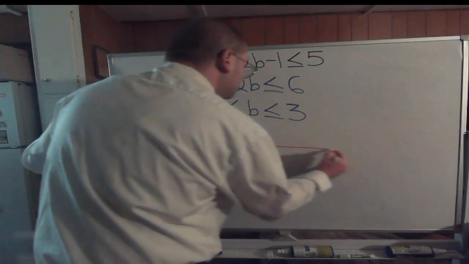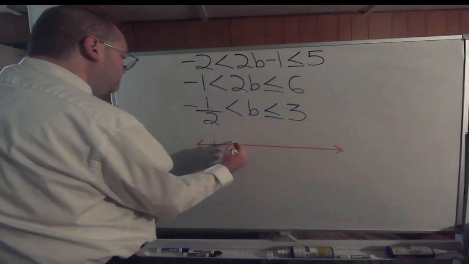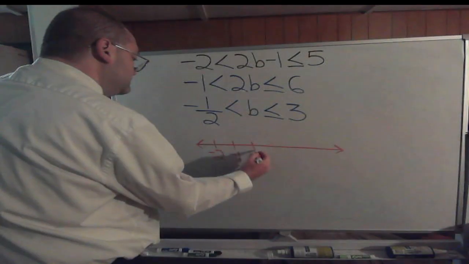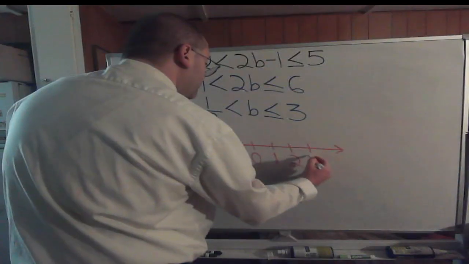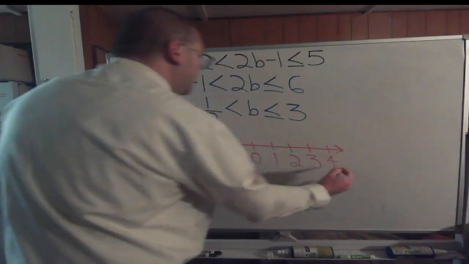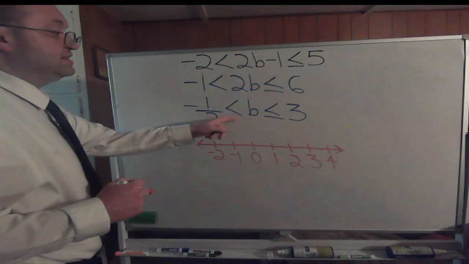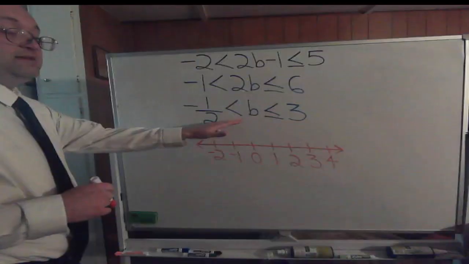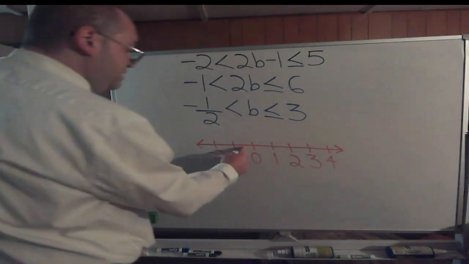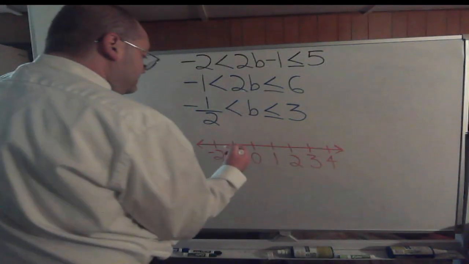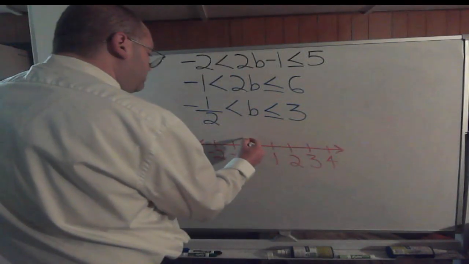So let's break this out here. Shouldn't need to be a big number line. Negative 2, negative 1, 0, 1, 2, 3, and then 4. Okay. So to start with, I have negative 1/2 is less than b. So it's just less than b. That means it gets a parenthesis at negative 1/2, which would be right about here between 0 and negative 1, halfway between them. So I'm going to put in a parenthesis at negative 1/2 where the open part will face to the right.